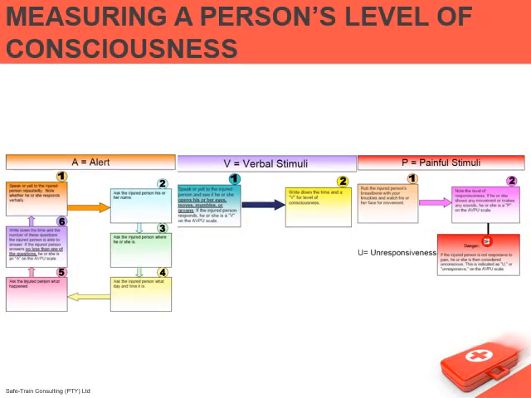Measuring a person's level of consciousness. Changes in the level of consciousness of a person who may have sustained an injury to the head are an important sign of the way the brain is functioning. The scale used to measure this is commonly called AVPU. See the following page for details.